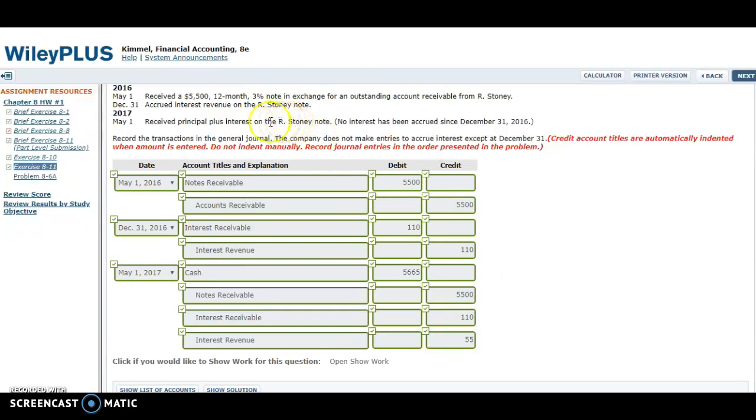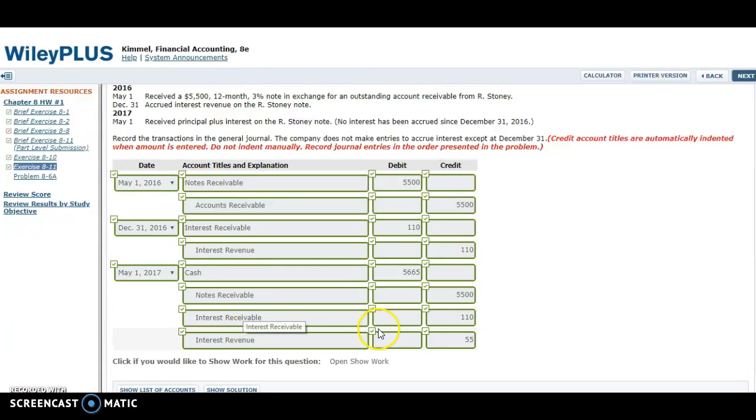And then it tells you that on May 1st, they paid that principal amount plus the interest. So you'll put May 1st, 2017, and then you'll do cash. And your cash amount is, we'll figure it out. I'll tell you how we figured it out. So the first thing you're going to do is your notes receivable. So notes receivable will be credited for the whole amount that was in there, which is $5,500.